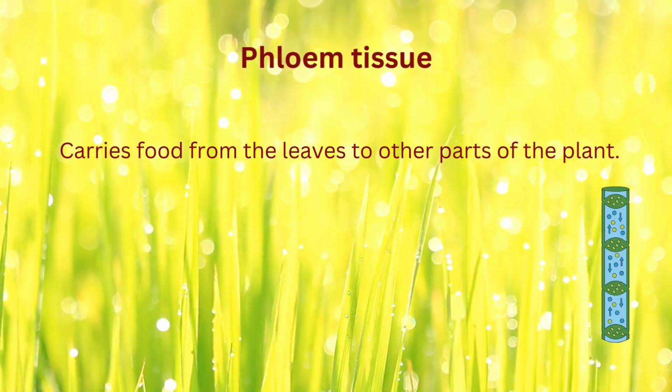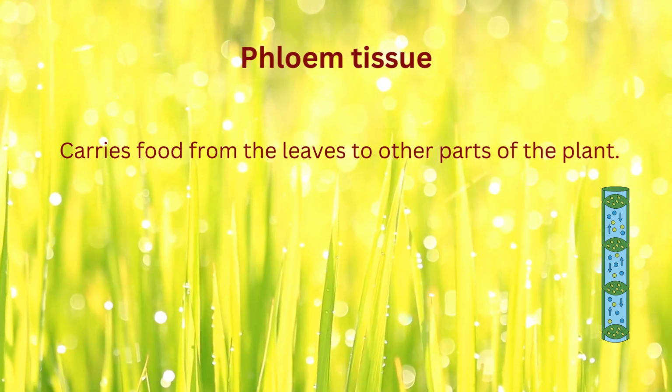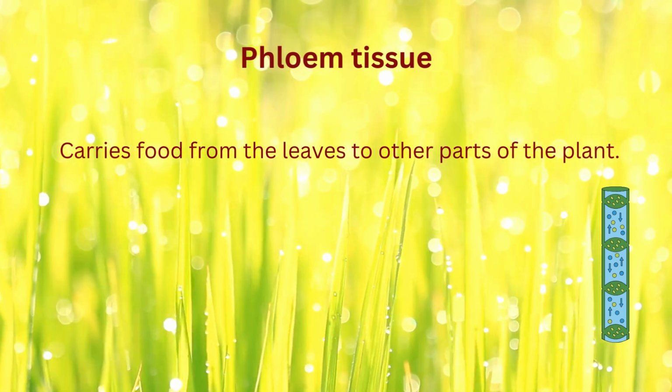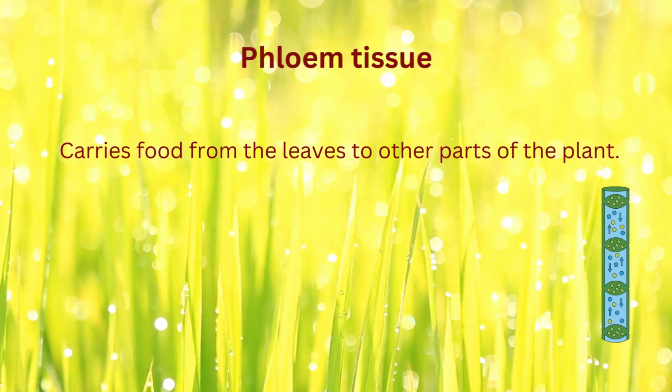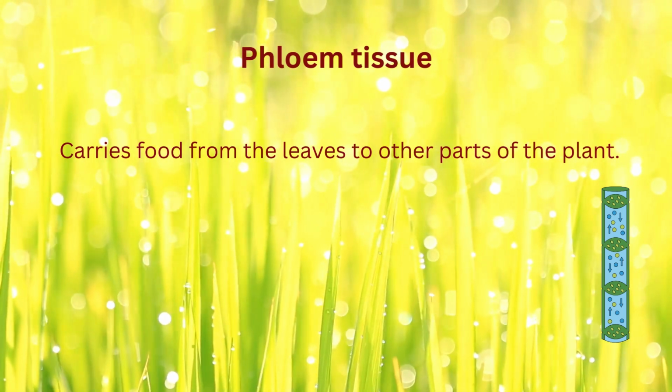Another important part of plants is called phloem tissue. Phloem tissue is a type of plant tissue that carries food from the leaves to other parts of the plant. The xylem tissue transports water and minerals, and the phloem tissue transports food.